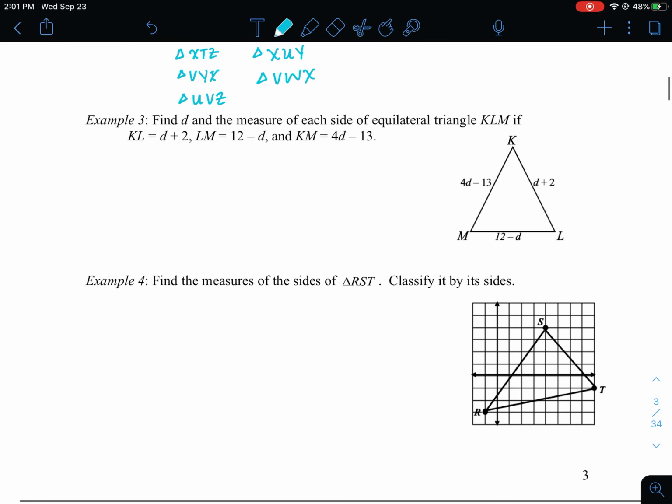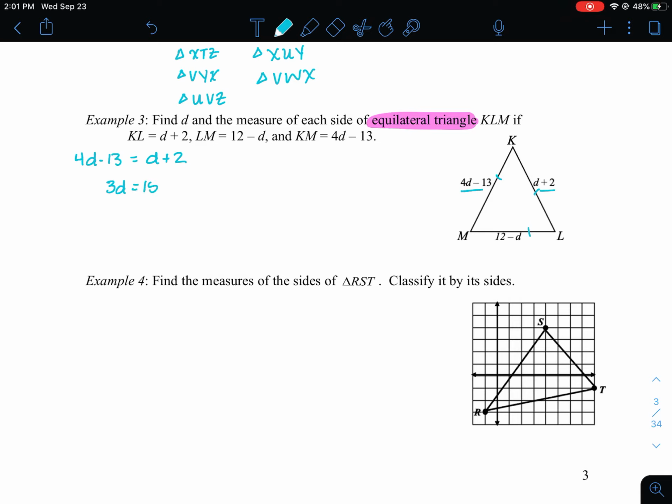All right, so example 3. It says find D and the measure of each side of equilateral triangle KLM. So key information here, equilateral triangle. That tells us that all the sides are equal. And we have to find D and each measure. So if I'm to find D, that means I can pick two sides, set them equal to each other, and go from there. So I'm just going to go ahead and pick the left side and the right side. So 4D minus 13 equals D plus 2, and then solve this for D. So I get 3D is equal to 15, D is equal to 5.